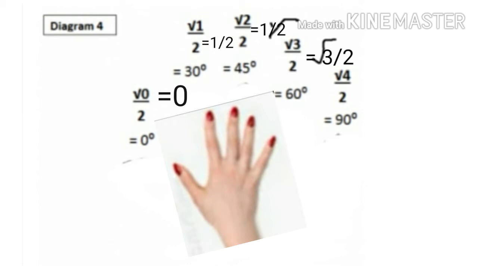Next is 4, the little finger. So here sine 90 degree will become root 4 by 2. So we got 2 divided by 2 equal to 1. So we got all the sine values: sine 0 degree equal to 0, sine 30 degree 1 by 2, sine 45 degree 1 by root 2, sine 60 degree root 3 by 2 and sine 90 degree as 1.